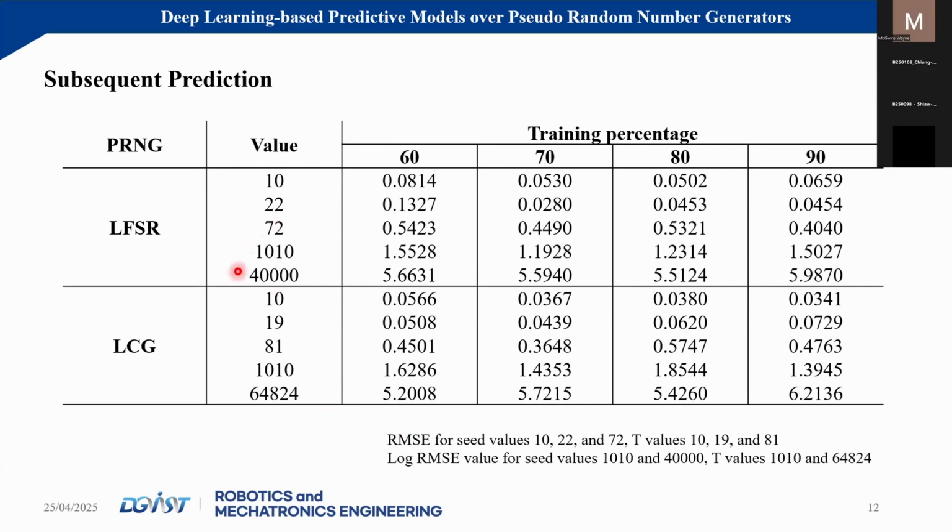This is because when the values are higher, the differences are much larger, so using RMSE gives us a very huge value, but the log RMSE gives us a lower value.